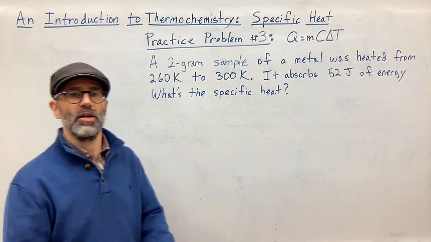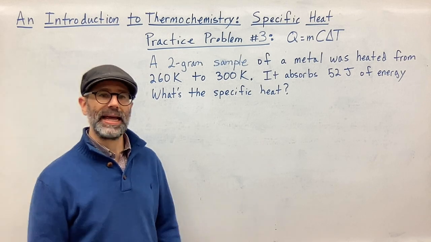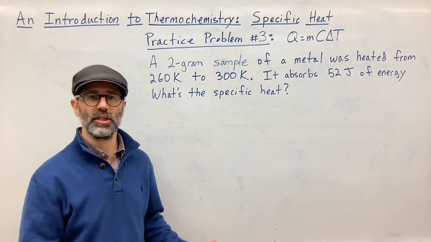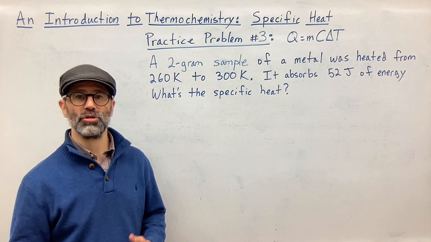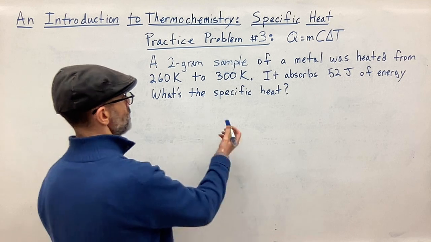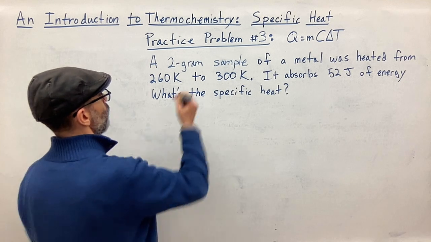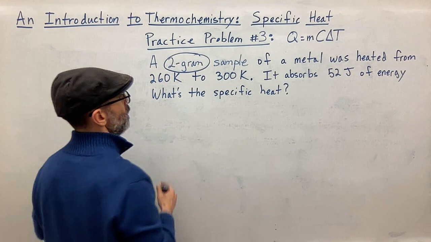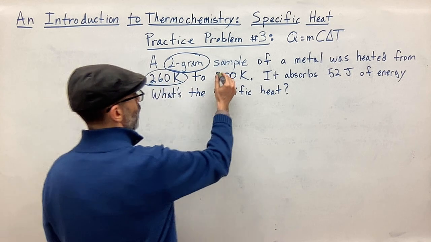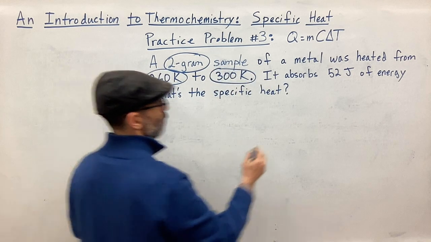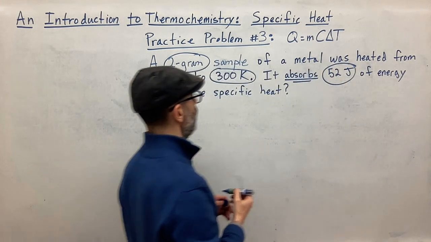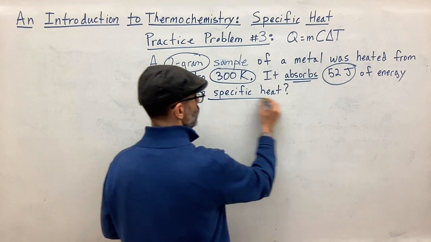Okay, final problem. Practice problem number 3: a 2-gram sample of a metal was heated from 260 Kelvin to 300 Kelvin. It absorbs 52 joules of energy. What's the specific heat? So we're looking for specific heat. Let's circle what we've got. We've got 2 grams mass, and we've got initial temperature, final temperature, and we're told it absorbs 52 joules of energy, and we're looking for the specific heat.